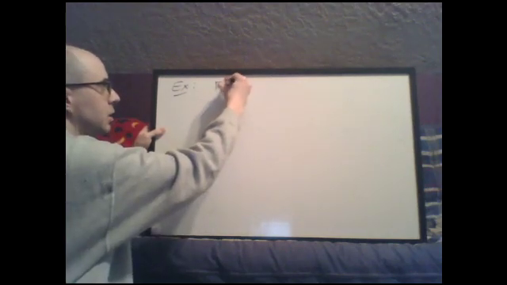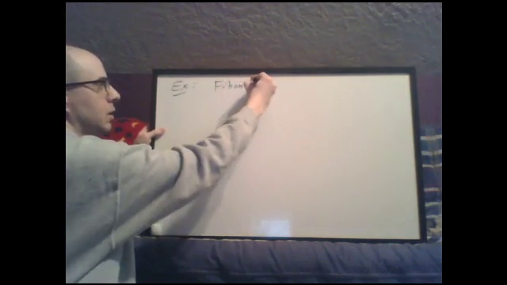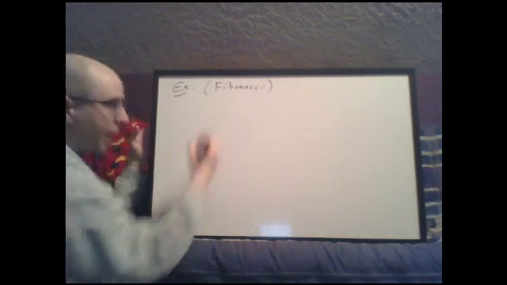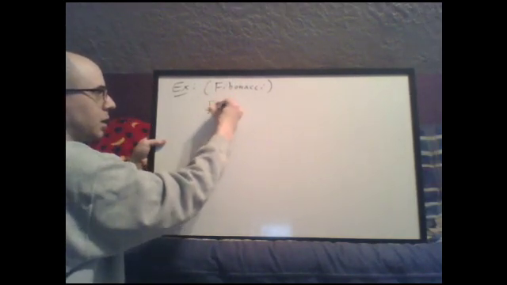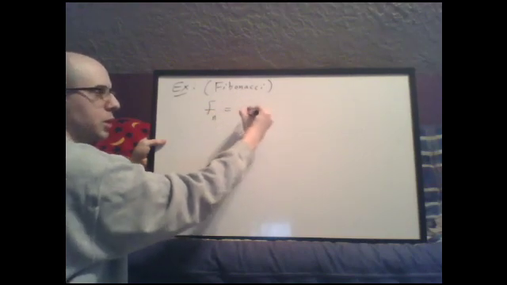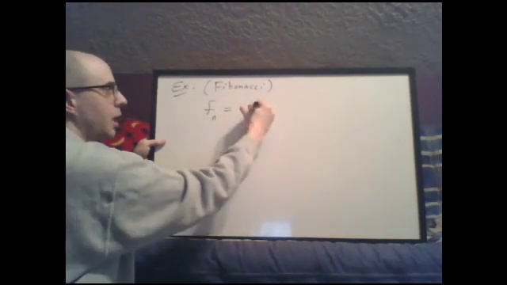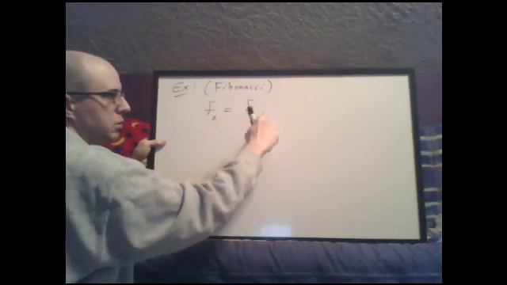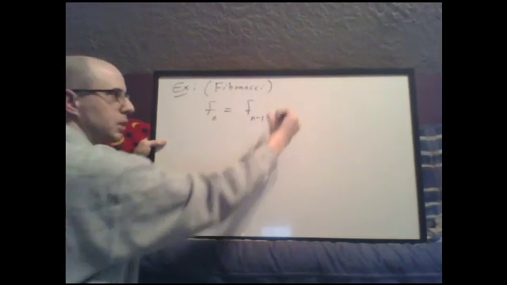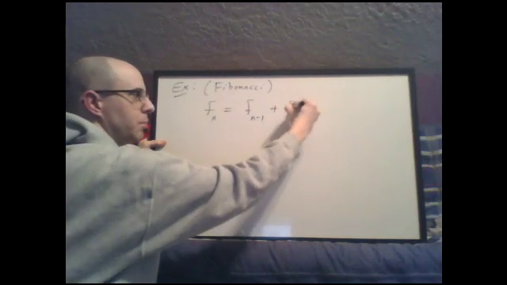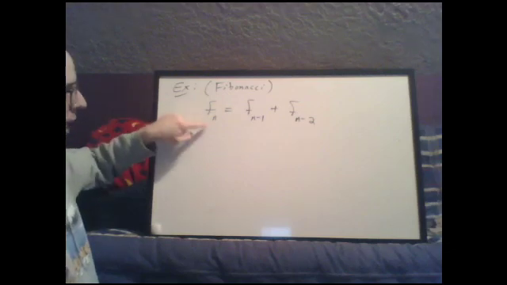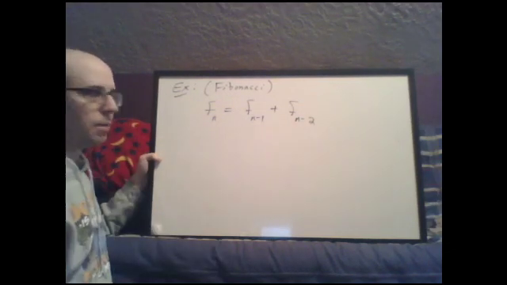So one we already looked at was the Fibonacci sequence. I think I used R's before for rabbits, but let's just use F's. The Fibonacci sequence's recurrence was Fn equals Fn minus 1 plus Fn minus 2. So in other words, to figure out the next term, we add up the two immediately preceding terms.